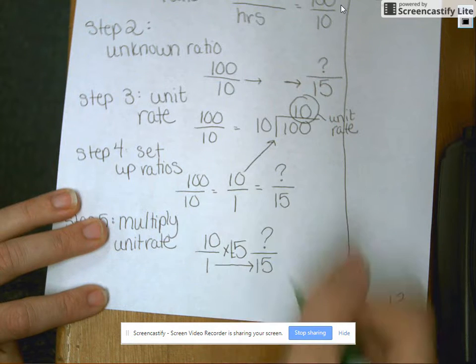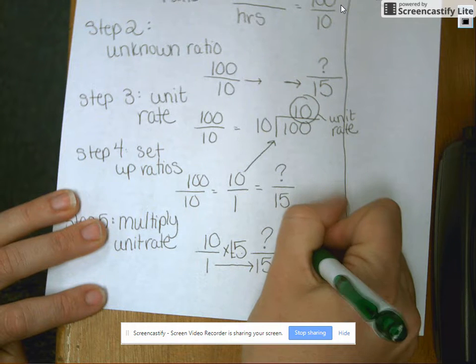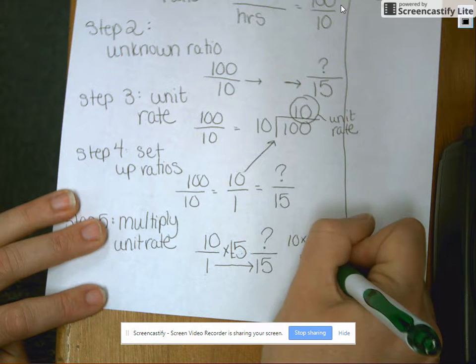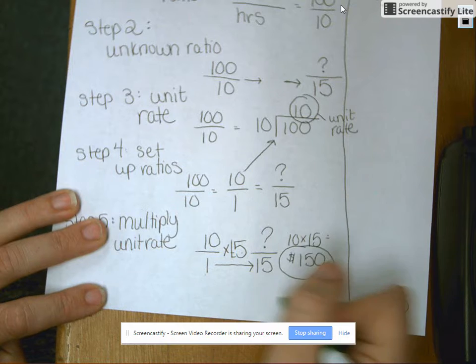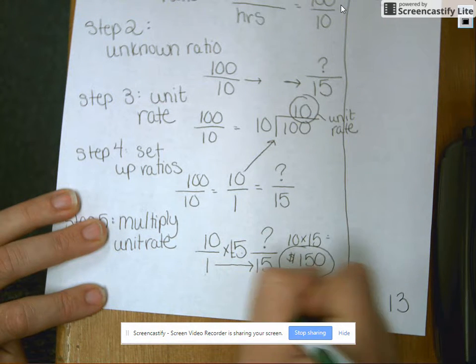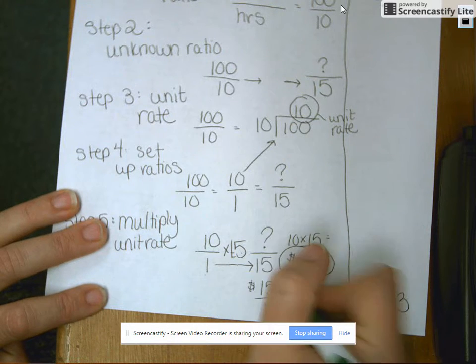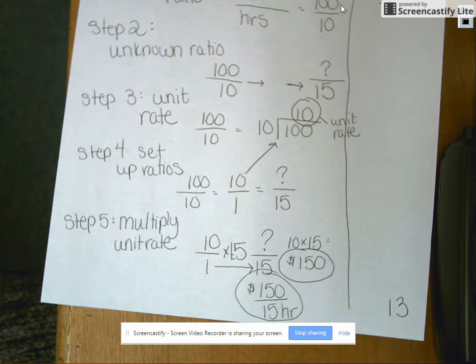Okay? What you do to the bottom, you have to do to the top. And so 10 times 15 is 150. So I know my answer is 150 for 15 hours. Okay, and that's the answer. Okay. I know that this seems like a lot of steps, but really when you get used to it and kind of get the hang of things, it gets to be much, much quicker and easier.